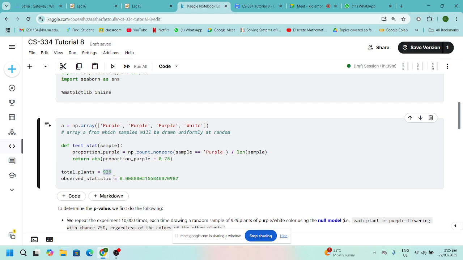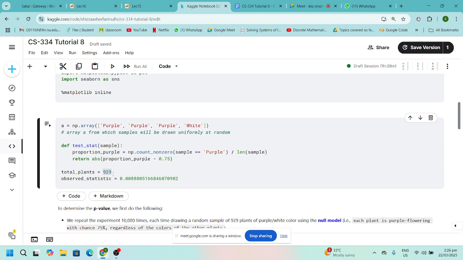And from these 929 plants, he observed how many ended up being purple flowering and how many ended up being white flowering plants. Keeping that in mind, the observed test statistic, because right now we're just simulating under the null hypothesis that is given to us. In actuality, when Mendel conducted this experiment, he would have observed a certain statistic as well, which would have been computed according to the formula that we just saw.